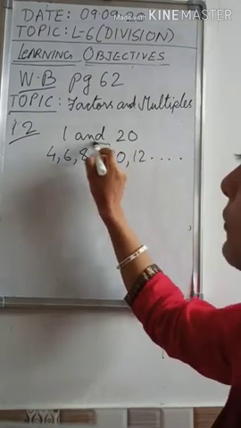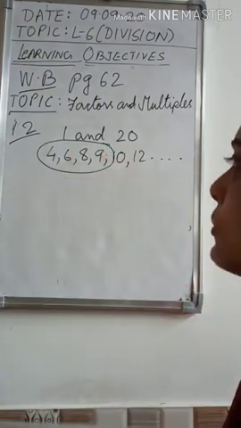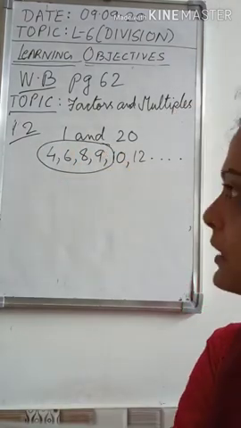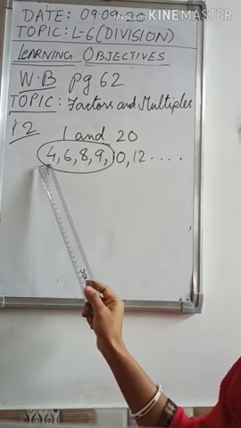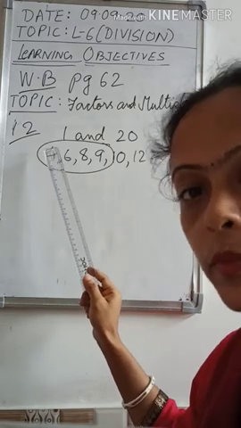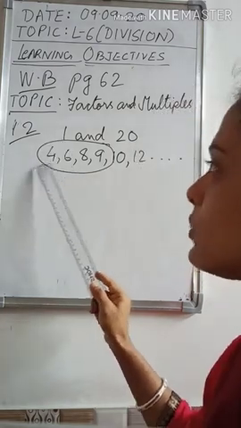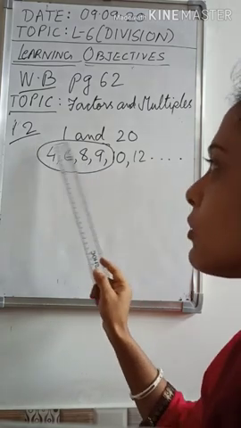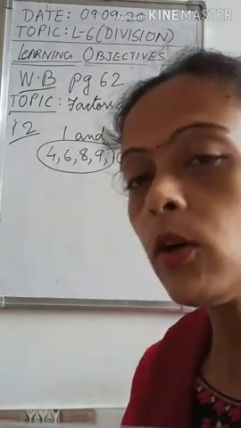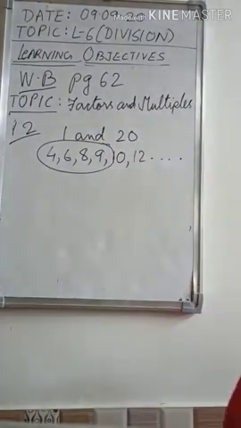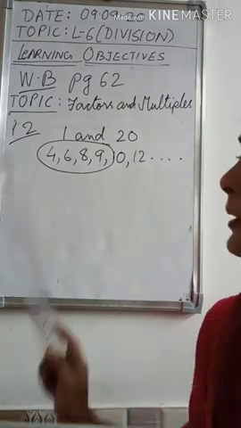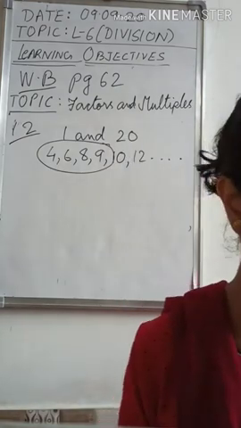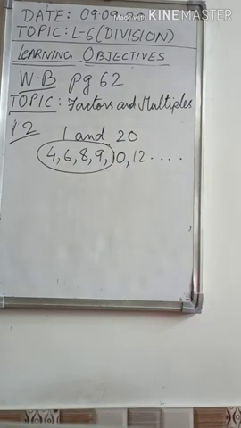But we are asked to write only 4 composite numbers between 1 and 20, so you can choose any 4. Here I have chosen 4, 6, 8 and 9. You can see 4 has more than 2 factors because it is divisible by 1, by 2, and by 4. The other numbers are also composite numbers because they have more than 2 factors. You can choose any 4. There are more, but the numbers should be less than 20. So we are done with it.